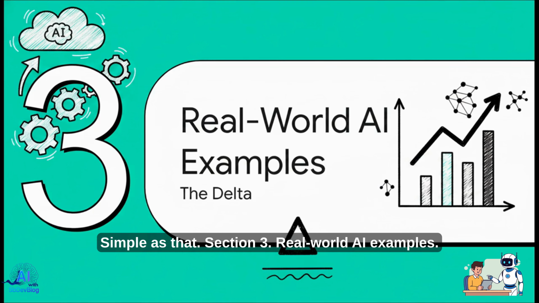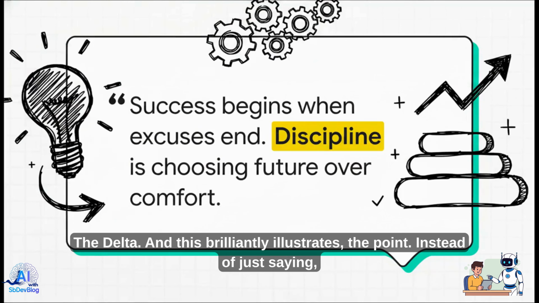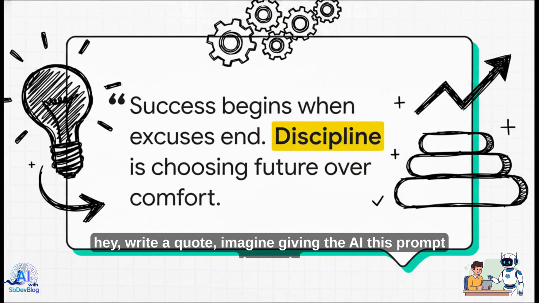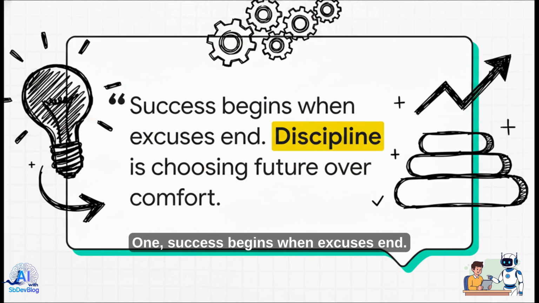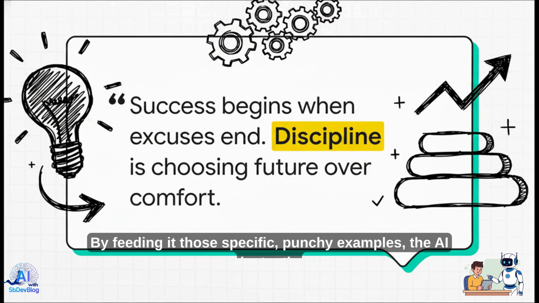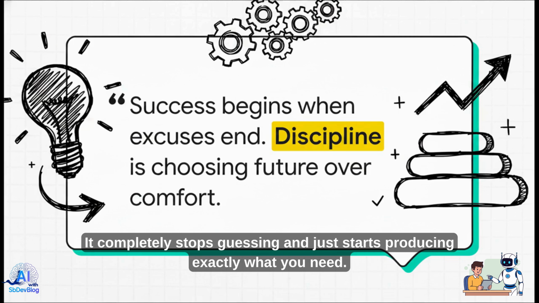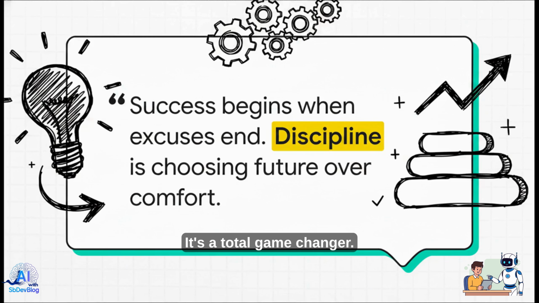Section 3. Real-world AI examples. The delta. And this brilliantly illustrates the point. Instead of just saying, hey, write a quote, imagine giving the AI this prompt instead. Here are 2 motivational quotes I really like. 1. Success begins when excuses end. 2. Discipline is choosing your future over comfort. Now, write 5 more in that exact same style. By feeding it those specific, punchy examples, the AI instantly picks up on the rhythm and the exact attitude you're looking for. It completely stops guessing and just starts producing exactly what you need. It's a total game changer.